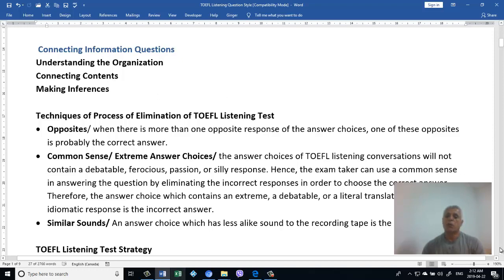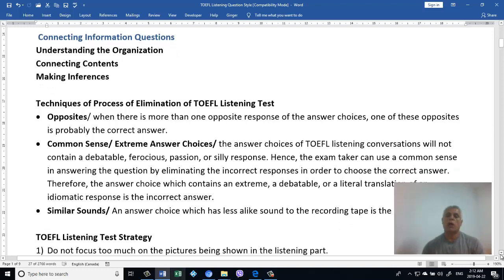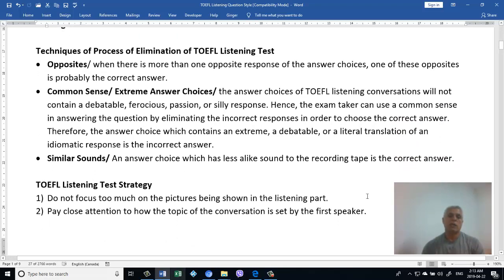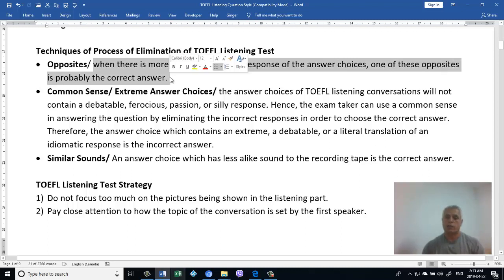We have some techniques we use when we do elimination of some multiple choice. Technique of process of elimination of the TOEFL listening test. Number one, we have opposites. When there is more than one opposite response among the answer choices, one of these opposites is probably the correct answer. Okay? Let's go to the second one.